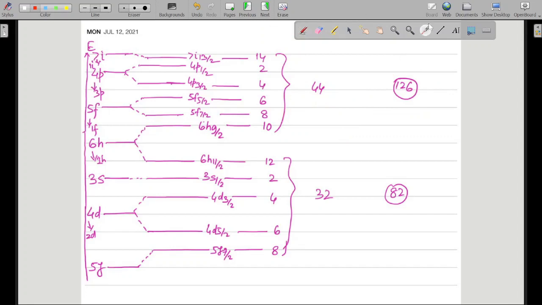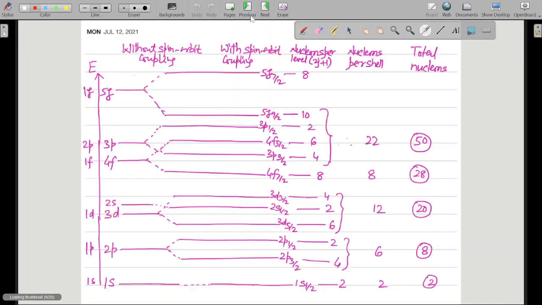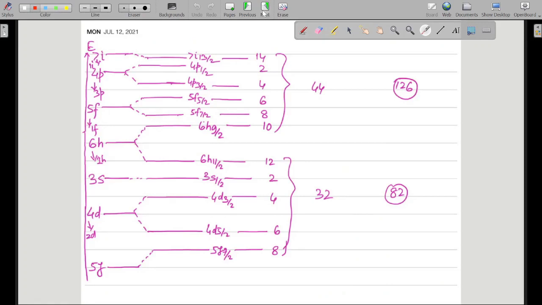Okay, so that is the thing. So that's how you have to look at the energy levels. Okay, so this is the complete discussion of today.